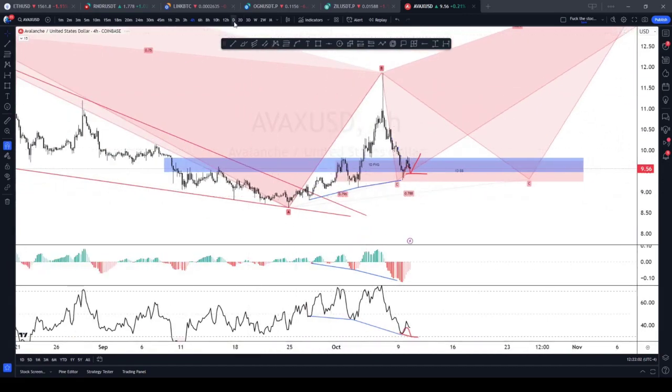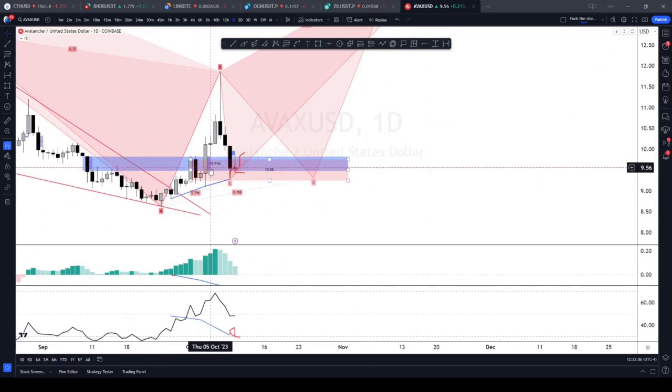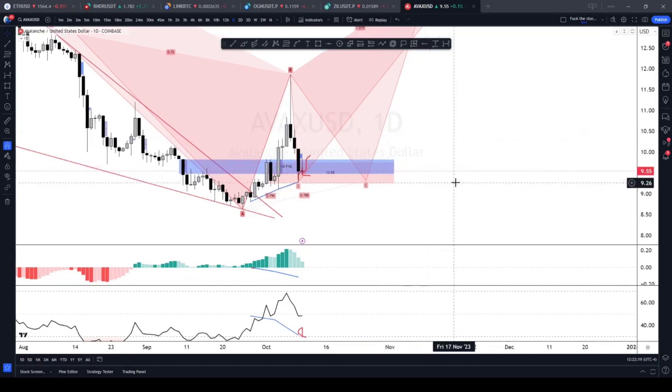We also had a daily fair value gap right here, that we came down and we held so far. And we have a breaker block here as well. So we're looking to go ahead and hold this and see if we can stay above the midpoint here for a continuation push upwards on AVAX.